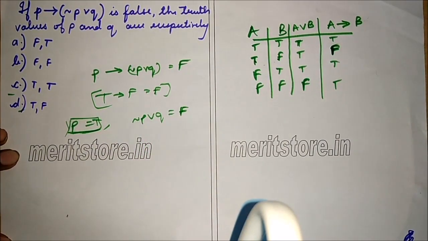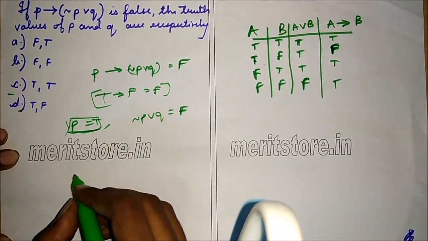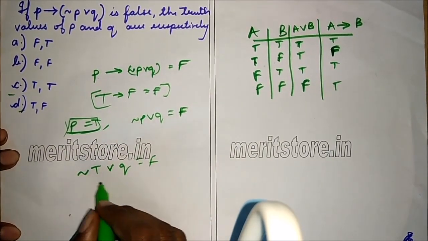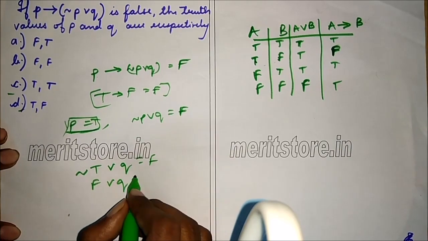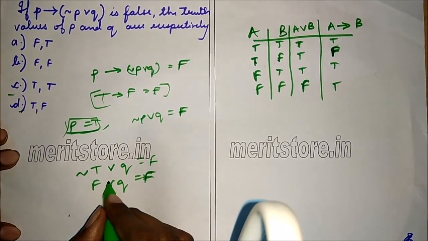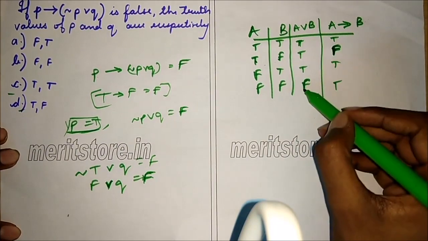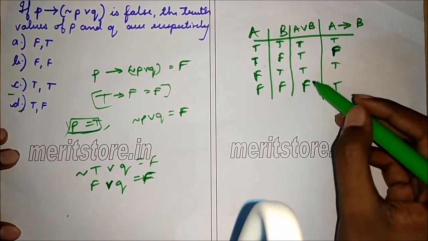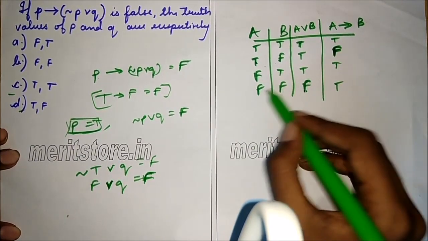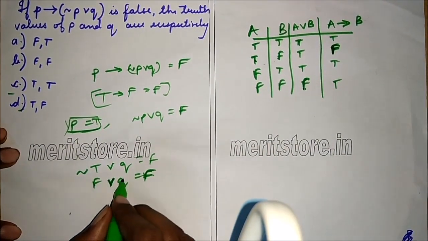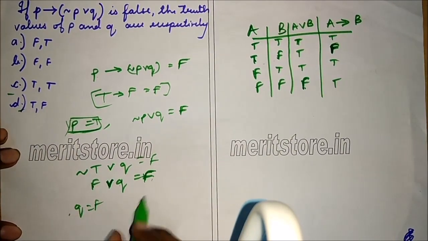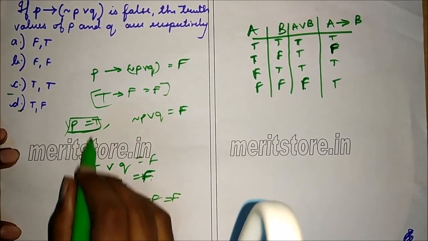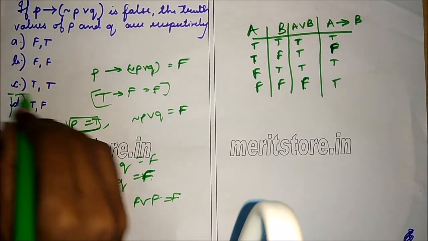So P is true, so negation of P will be negation of true, or Q equals F. Negation of T is F, or Q equals F. Now this is an OR statement and the answer is F, and for this to happen, both the statements should be false. So here one statement is false, so therefore Q should also be false, since F or F gives F. So Q is F, P is T. So the answer is D, T comma F.